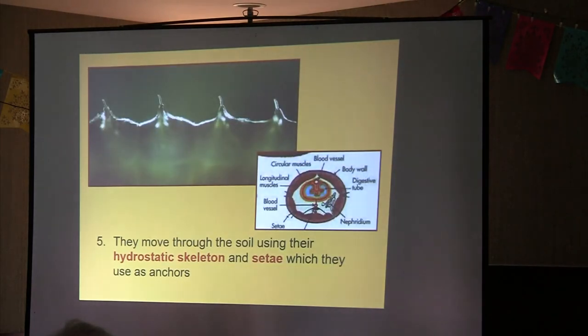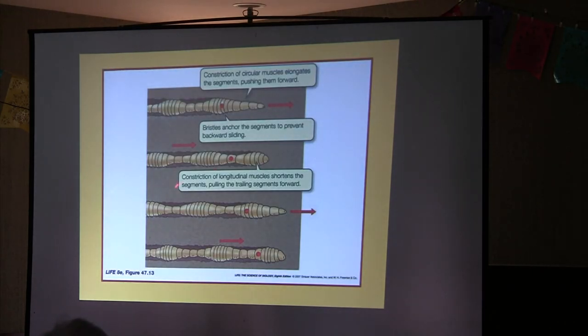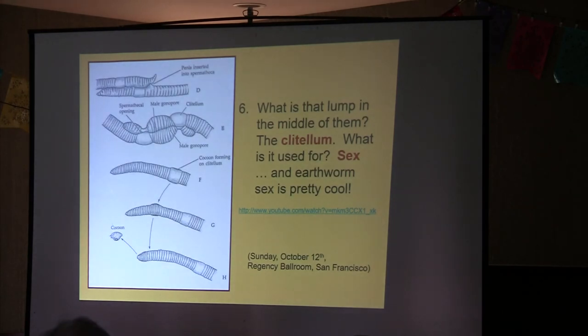It's pretty cool. Yeah, so they move through the soil using their hydrostatic skeleton and their setae. You can see that they're able to constrict and expand and constrict and expand and sort of push through the soil and use those little setae to stick in there. And what is that lump in the middle? That's the clitellum, and it's used for sex.